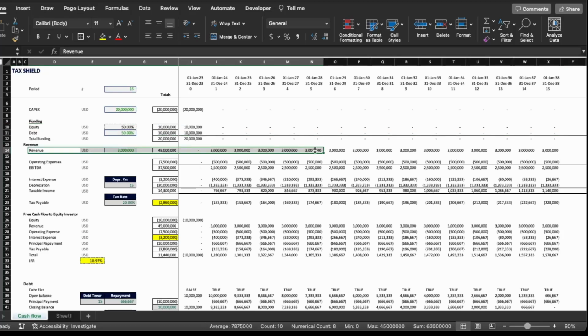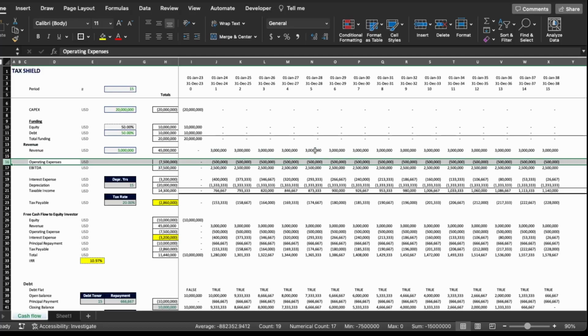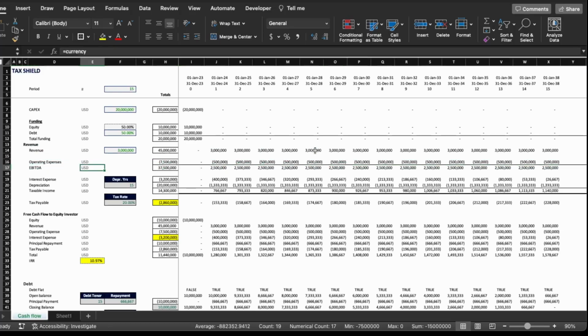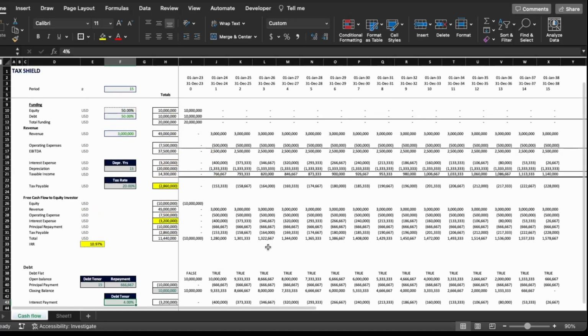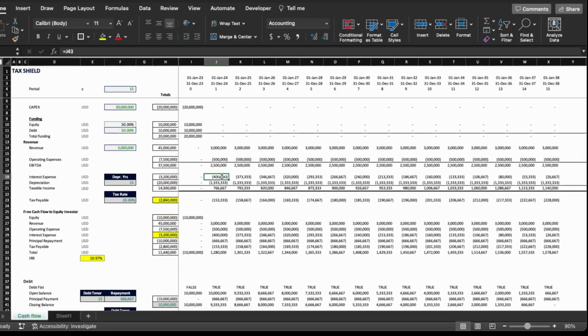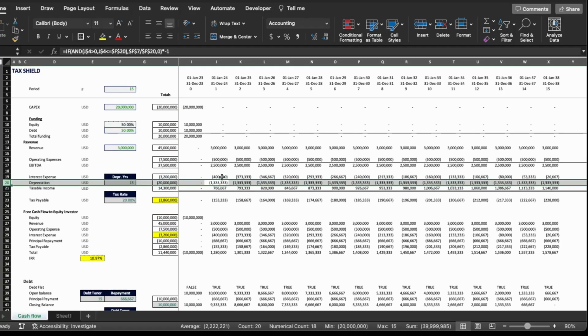For the revenue, we're going to assume a revenue of $3 million for each one of the periods. And then we have our operating expense, which we're going to assume as being $500,000 per year. We're going to calculate our EBITDA, which is the difference between revenue and operating expenses, as we had in our previous example. Then we have the interest payment, which I am calculating below. We're assuming a 15 years tenor for the debt with a 4% interest rate per year.